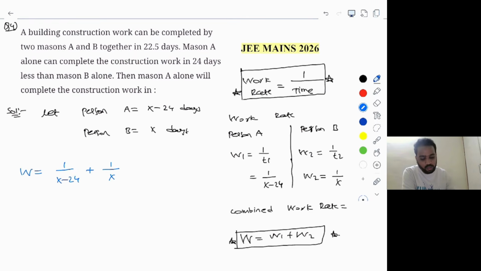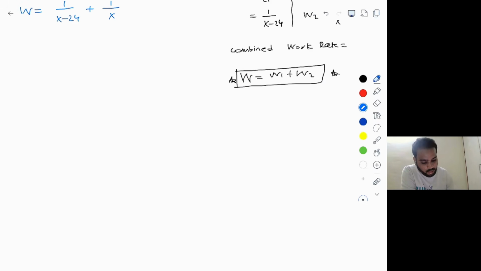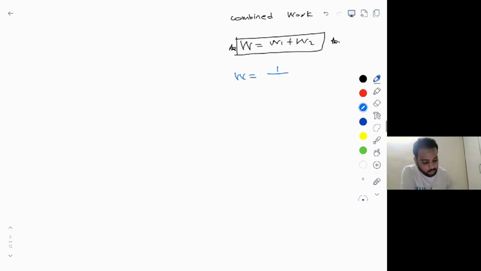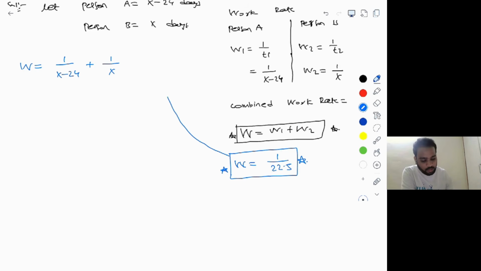Okay. But if you look at the question here, in the first statement, the construction work can be completed by A and B together in 22.5 days, right? Indirectly, they have given you the total amount of time taken by A and B when the job is done together. So, we can calculate the combined rate of work. That is, W will be equal to 1 divided by 22.5, because together they can finish the job in 22.5 days. As we know, work rate is always 1 divided by time taken. So directly the combined work rate, capital W, is equal to 1 by 22.5. So let's take that and substitute it here.